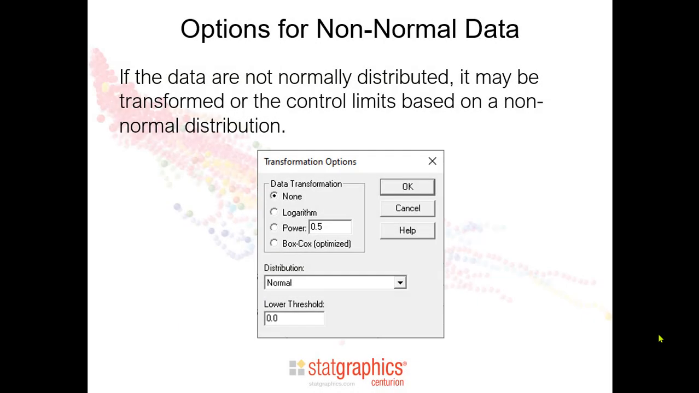The Levey Jennings charts can also be modified if the data do not follow a normal distribution. In such cases, the data may be transformed, for example, using a logarithm or a power transformation, or perhaps an optimized Box-Cox transformation, such that after transformation it is normally distributed. Or the control limits can be based on assuming a distribution other than the normal distribution.